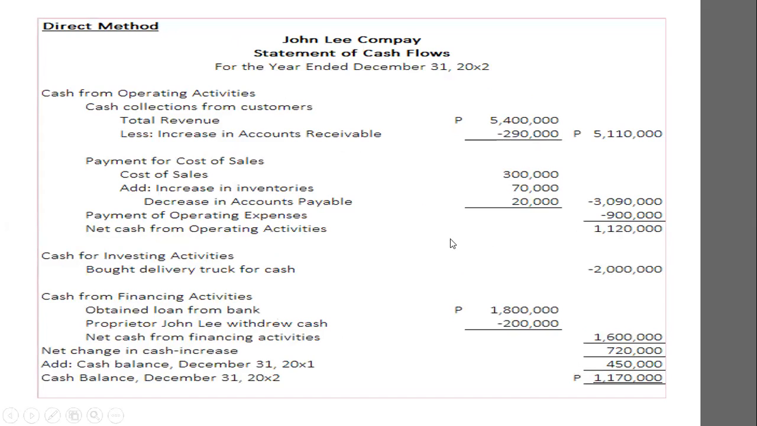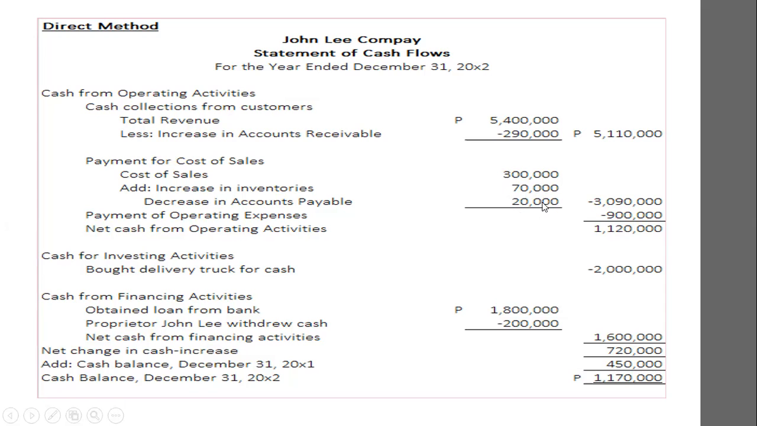negative yan lahat. Kasi nga po, ililess natin yung collections natin, diba? Cash collections from customers sa payment for cost of sales, diba po? So, dapat nga naka-negative sign na yan, kasi dito nag-appear na siya na negative. So, baka kasi ma-confuse kayo. So, 70,000. So, next is decrease in accounts payable na 20,000.